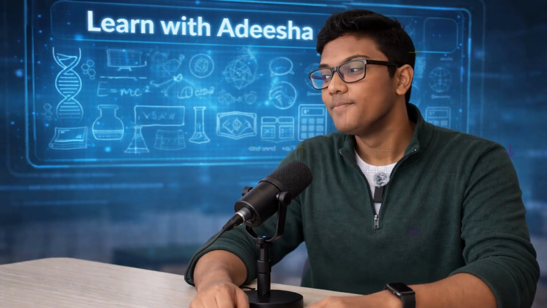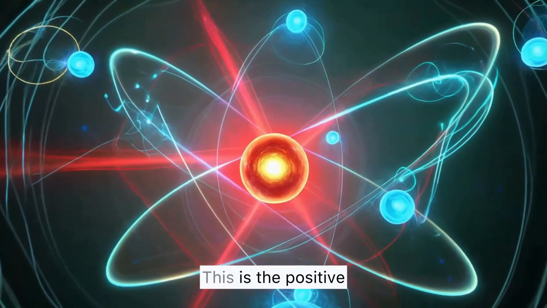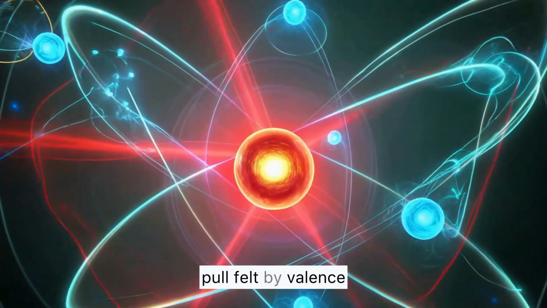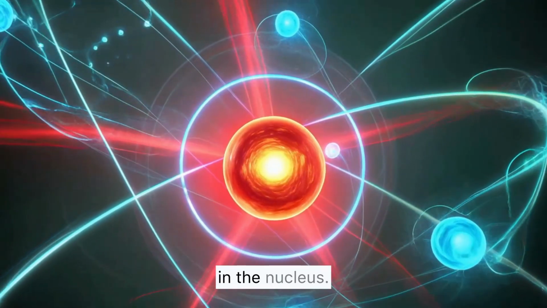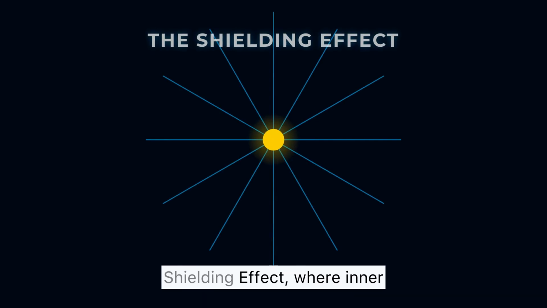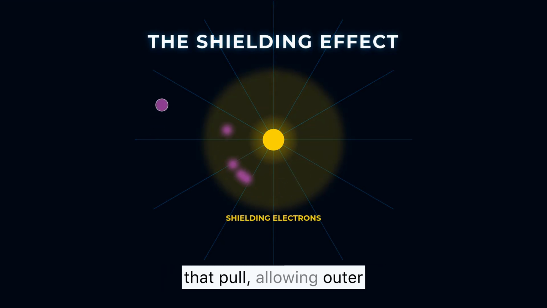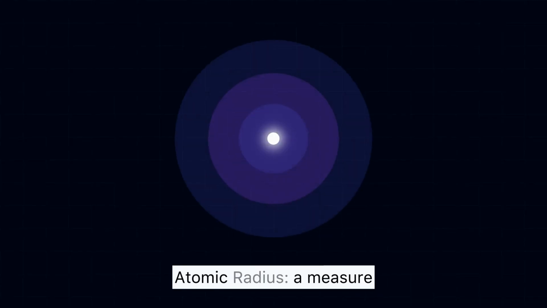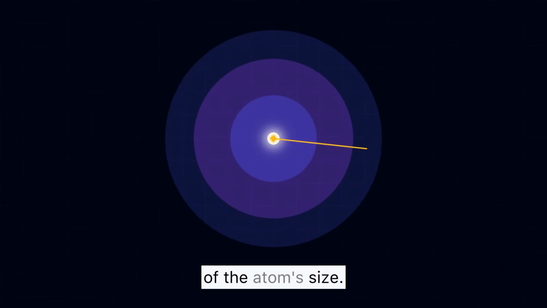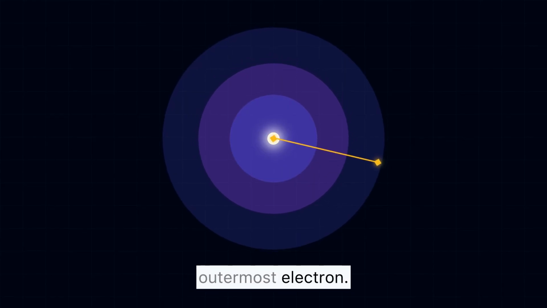Now that we know the groups, let's explore the trends, the general directions that explain how element properties change. First, understand effective nuclear charge. This is the positive pull felt by valence electrons from the protons in the nucleus. But there's also the shielding effect, where inner electrons block some of that pull, allowing outer electrons to stay further away. This brings us to atomic radius, a measure of the atom's size. It's the distance from the nucleus to the outermost electron.